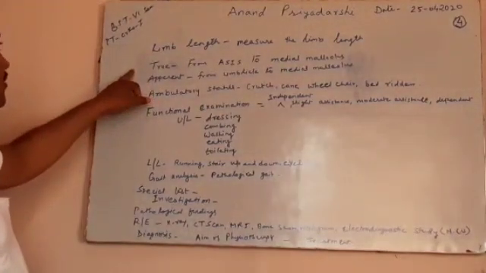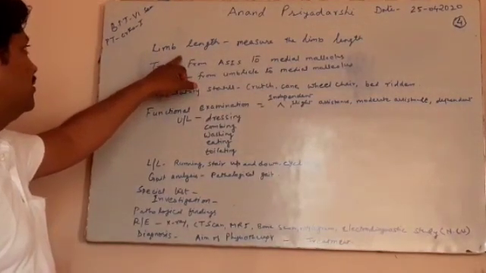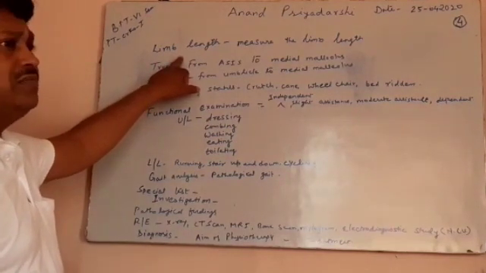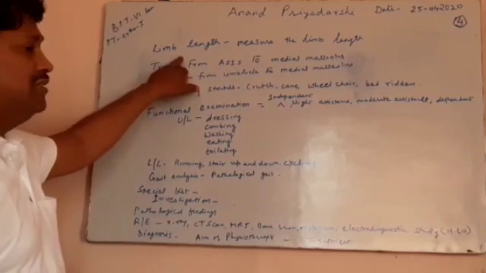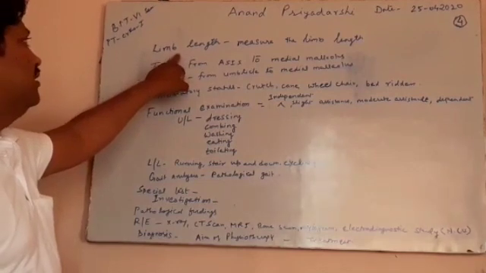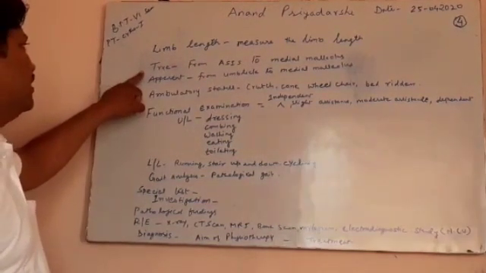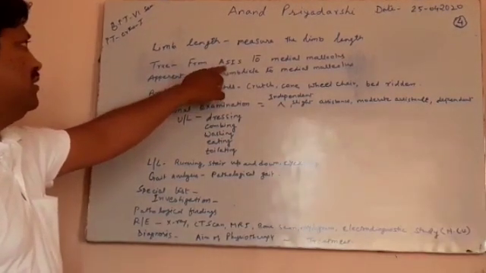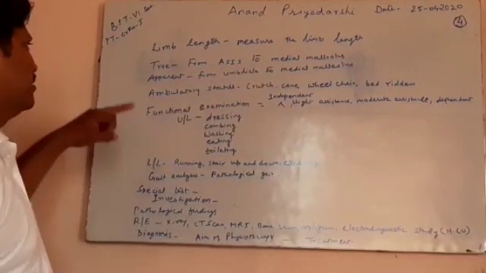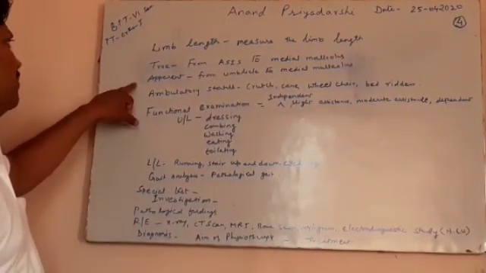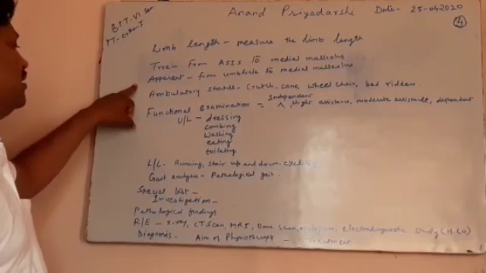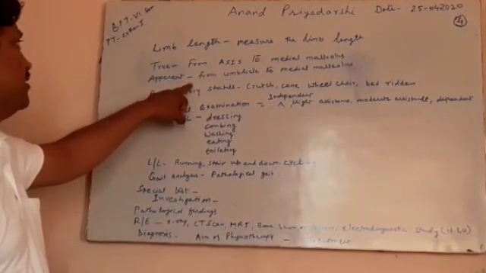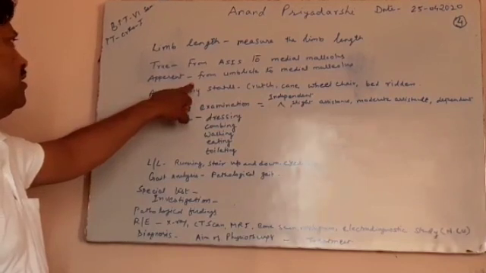Limb length. So limb length measurement, we can measure the limb length for knowing the limb length discrepancy. Some patients have shortening of the limb, then we measure the limb length. True shortening is measured from ASIS, that is anterior superior iliac spine, to medial malleolus. And apparent shortening is measured with the help of measuring tape, and it is taken from the umbilicus to the medial malleolus.